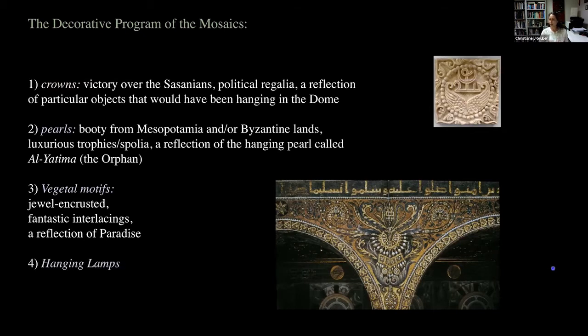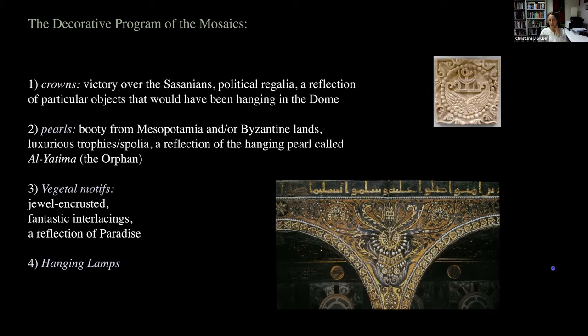And then... Sorry, quick question for you. I know we're thinking about the time, but Asma wants to know, could the pearl also represent that Muhammad was an orphan? And Tia just wants to confirm that the objects were political trophy items as well. Just confirming that. Yes, they're political trophy items, spolia, like the Romans did.